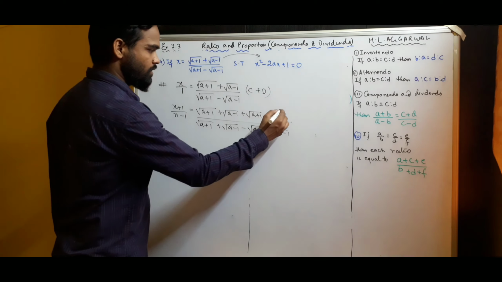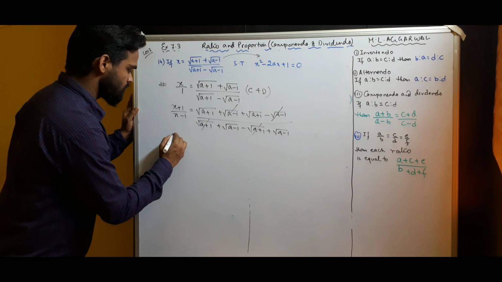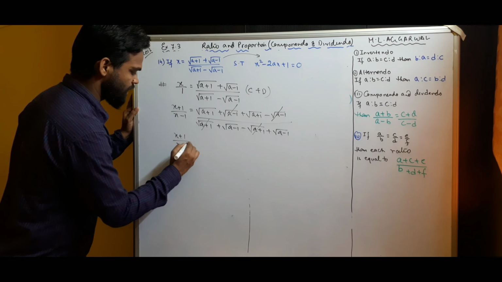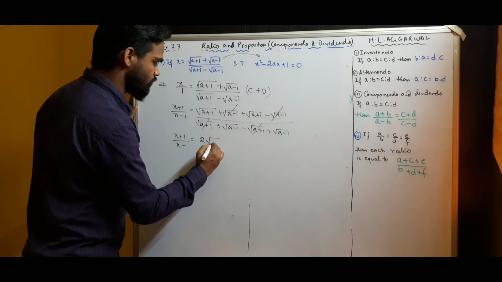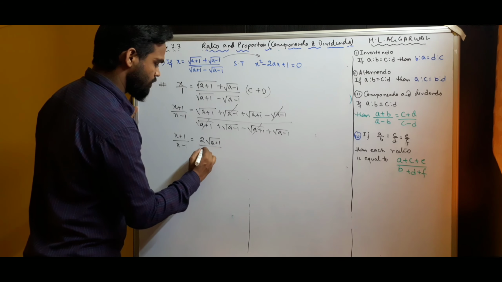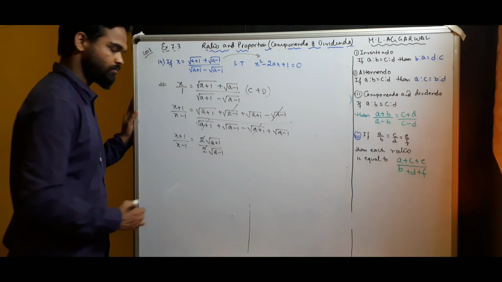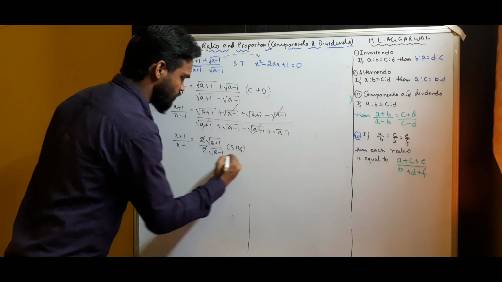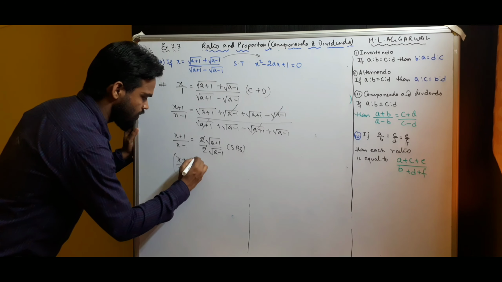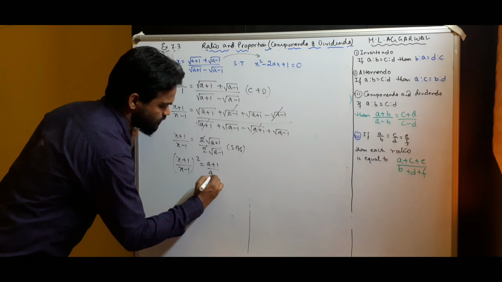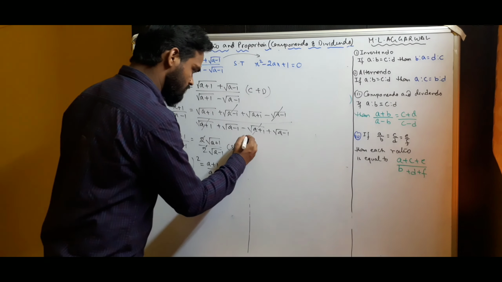Okay, now look carefully. This cancels out. So what remains? x plus 1 by x minus 1 equals twice root a plus 1 by twice root a minus 1. Done. Squaring both sides, what do you get? (x plus 1 by x minus 1) whole square equals a plus 1 by a minus 1. Am I clear? Now we'll solve this.